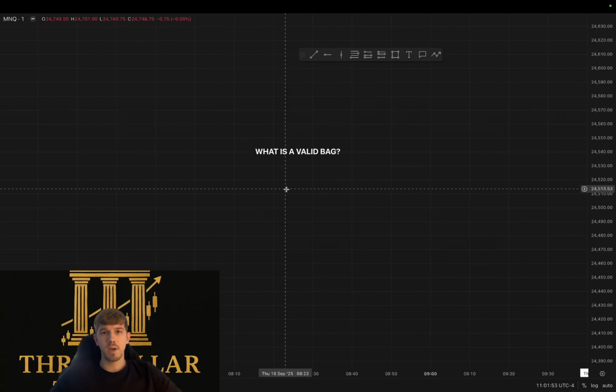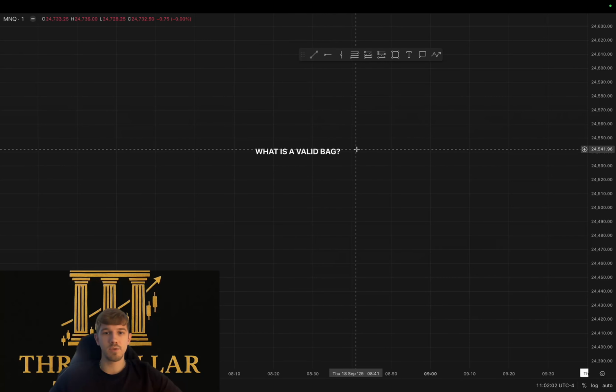So what is a valid breakaway gap? A valid breakaway gap is one that's within a macro time or macro window, which is what we trade. We only trade the macro window, so if you see a trade within that is in line with your bias, then that would be a valid breakaway gap.